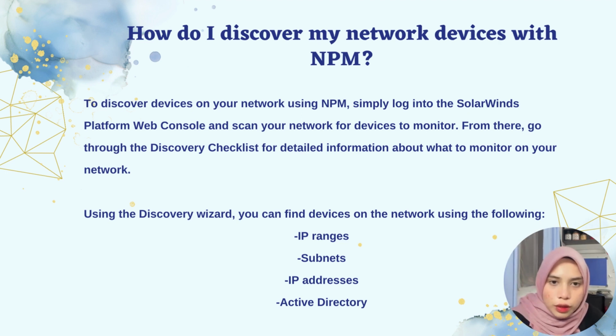How do I discover my network devices with network performance monitor? Okay, to discover devices on your network using NPM, or network performance monitor, simply log into the SolarWinds platform web console and scan your network for devices to monitor. From there, go through the discovery checklist for detailed information about what to monitor on your network. Using the discovery wizard, you can find devices on the network using the following: IP range, subnet, IP address, and Active Directory.